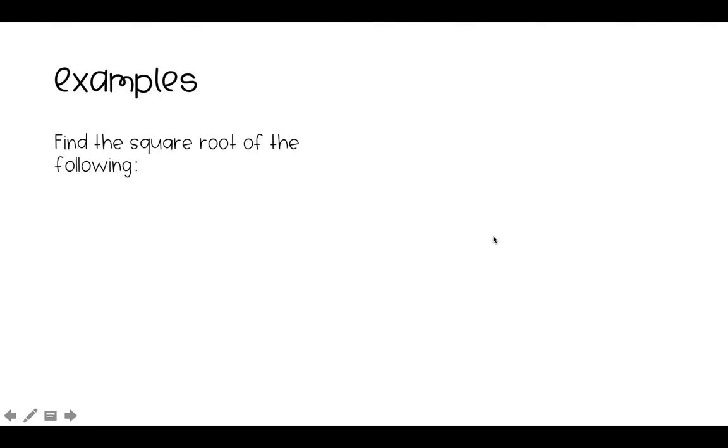Let's do some examples. Find the square root of the following. Square root of 25. We already did this one. Silly me. So we know it's 5 times 5. So the square root of 25 equals 5. And the next one, the square root of 64. What times itself equals 64? And this is where your times tables are going to come in really handy. So it's important that you keep practicing. So 8 times 8. So the square root of 64 is 8.